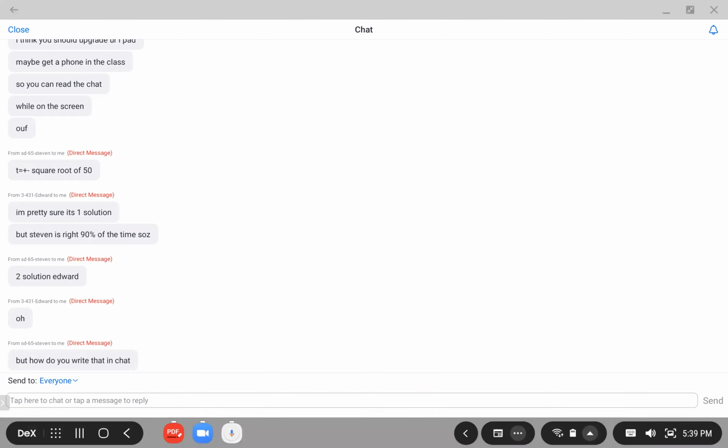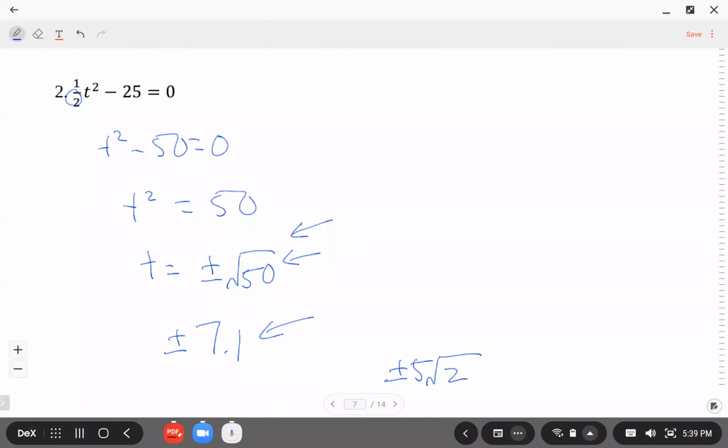How do you write the simplified radical form? Well, in the chat, square root is this. So, to write this radical, you have to do this. And then you have to do plus minus. Okay, that's a very big answer. So I don't prefer you to do that. That's too much work, honestly. So you can just put it as plus minus 7.1 or something.